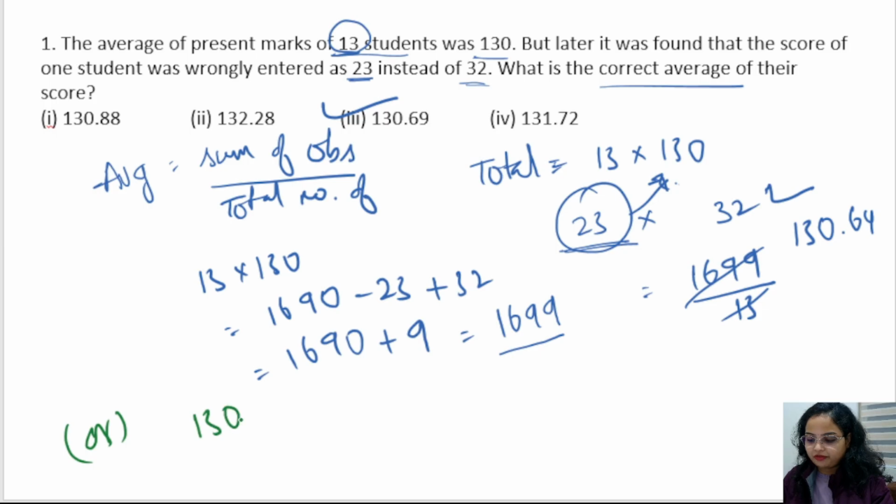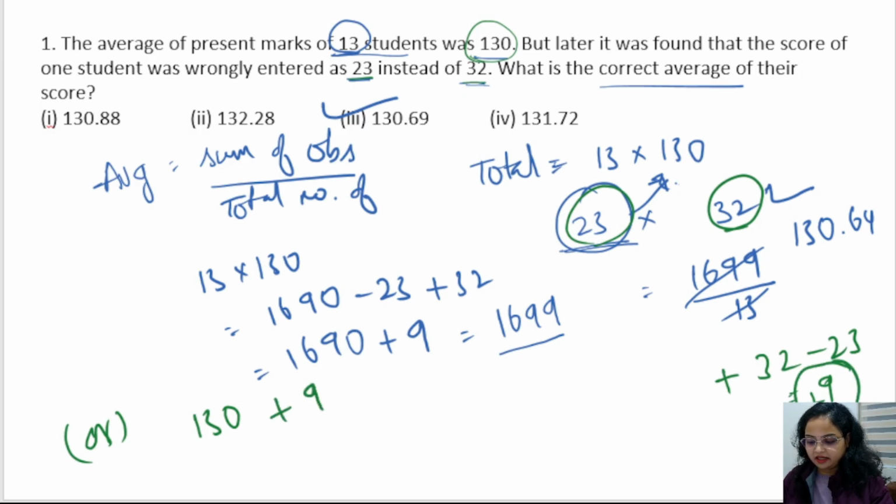Or we can do this by using another method also. Here 130 is the initial average. 32 is the correct one and 23 is the wrong one. If we take the difference of 32 and 23, the difference is 9, and the correct one is more while the wrong one is lesser. So here we have to add 9, and this has to be equally divided among 13 students. So it is 9 by 13, which is 0.69 something. So the average is 130.69. Third option.